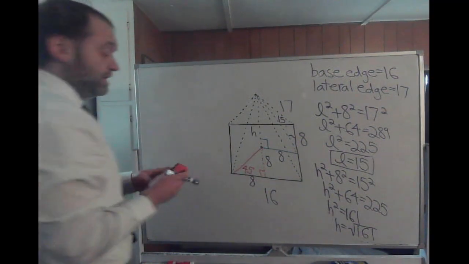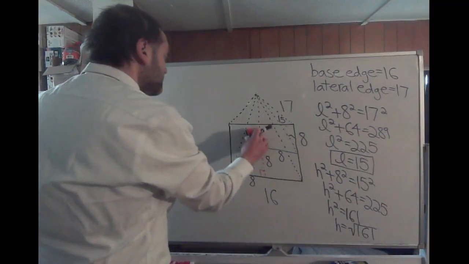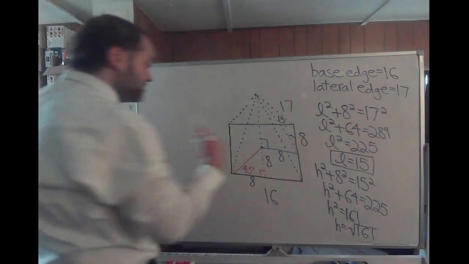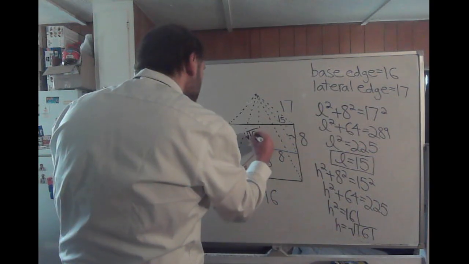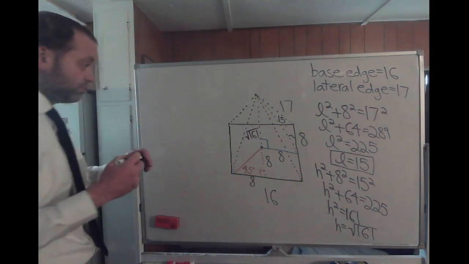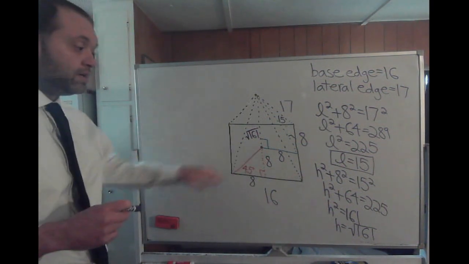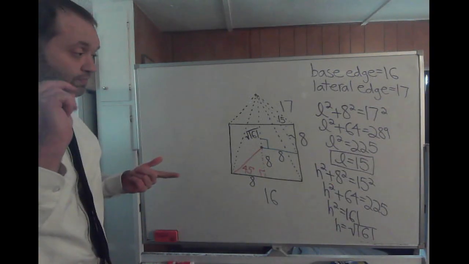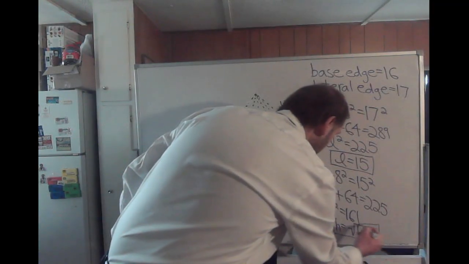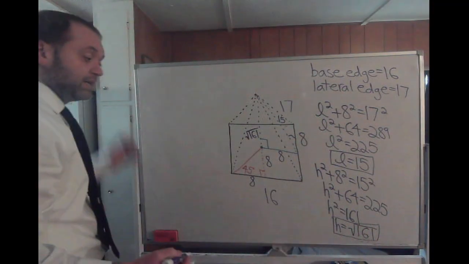So now we know the height, and sometimes you'll get answers like that for the height, or for other things you'll have ugly square root answers. So the height's the square root of 161. So now we know the slant height and the height, and we know the base edge. We can go ahead and start finding everything we need.